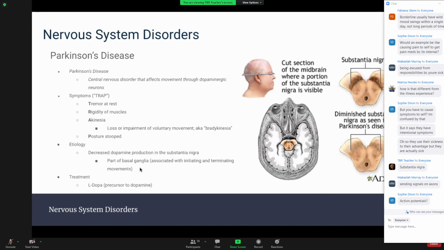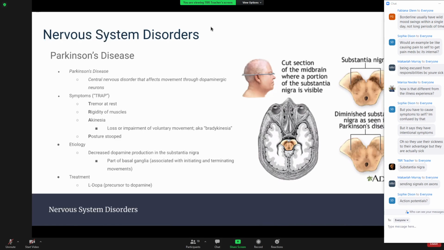Parkinson's disease is the other disease you need to know for the MCAT. This has to do with the substantia nigra. This particular disorder is not marked by the cognitive and memory deficits of Alzheimer's. Instead, this one has to do with the central nervous system impairments that affect movement that are driven by dopaminergic neurons. There are symptoms that you have to recognize, and the mnemonic for those is TRAP, which is tremor at rest, rigidity of the muscles, akinesia, and posture. Akinesia can also be called bradykinesia, and that's defined as the loss of voluntary movement.